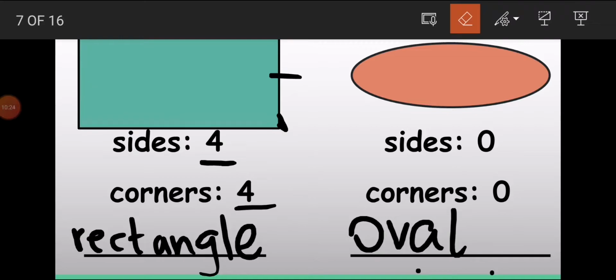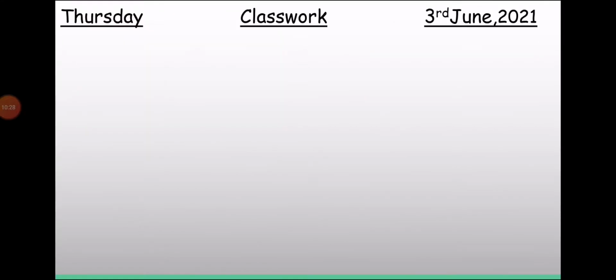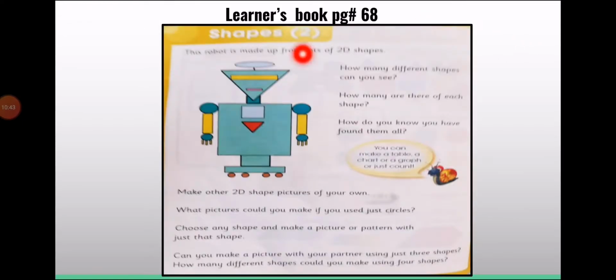Now we are done with the shapes. Now we are moving towards our today's day and date slide. Today's day is Thursday. In the center you will write classwork. On the extreme right top you will write 3rd June, 2021. Today's date. And you will write your day and date on learner's book page number 68.